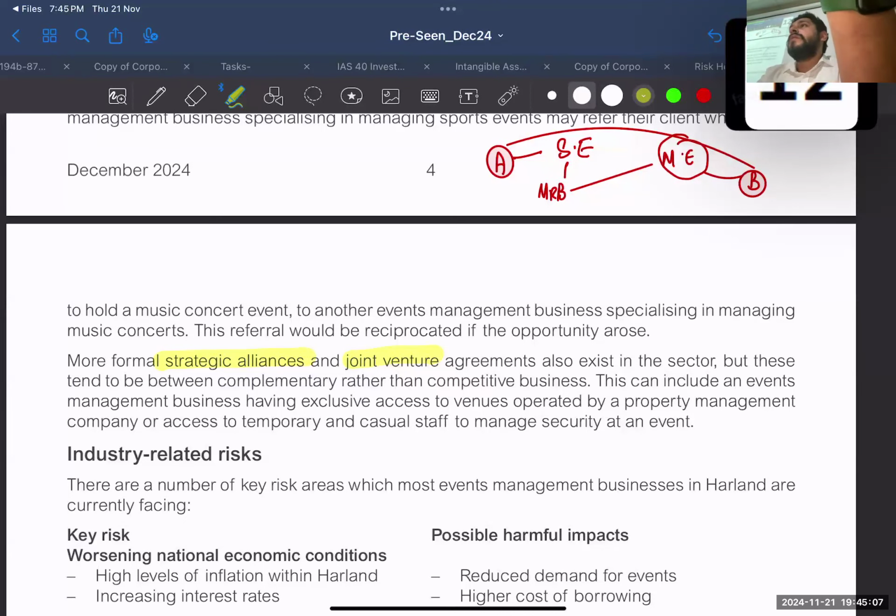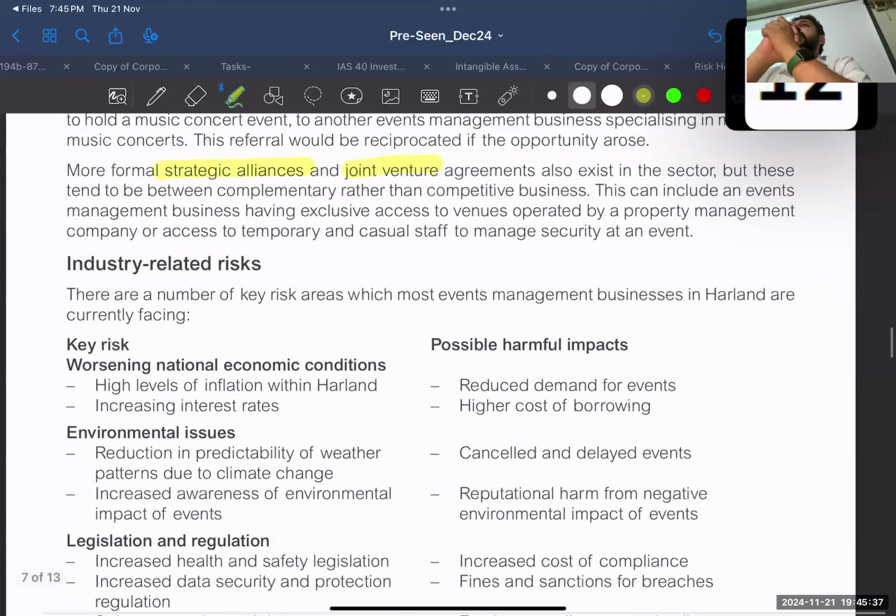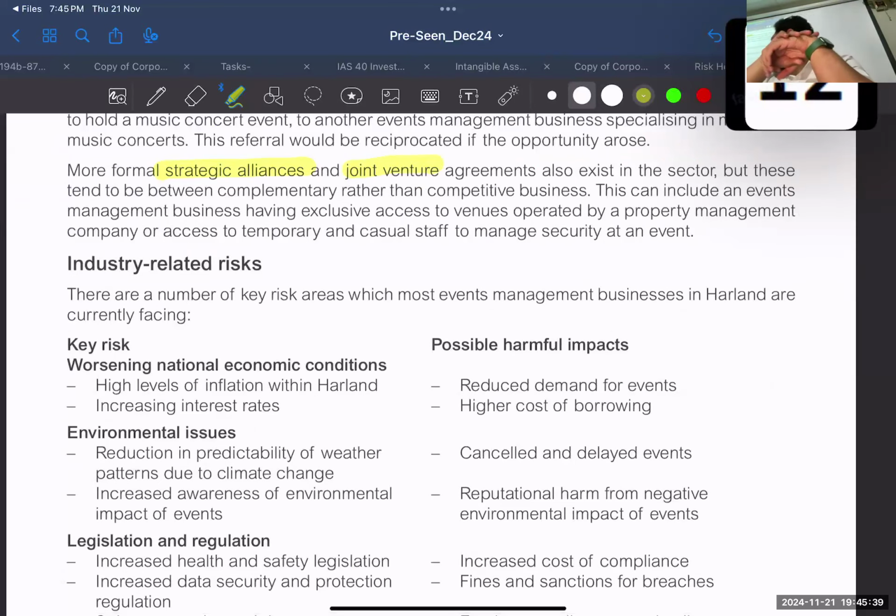Okay. This can include an event management business having exclusive access to the venues operated by the property manager. So there is a property in which only Bilal event planner company can conduct their events, and no other is allowed. This is how it works, which means keeping the competitors' access denied and allowing only one company to operate their events in this specific property. Or access to temporary and casual staff to manage the security at the event. Okay, so I've made a strategic alliance with the security staff.